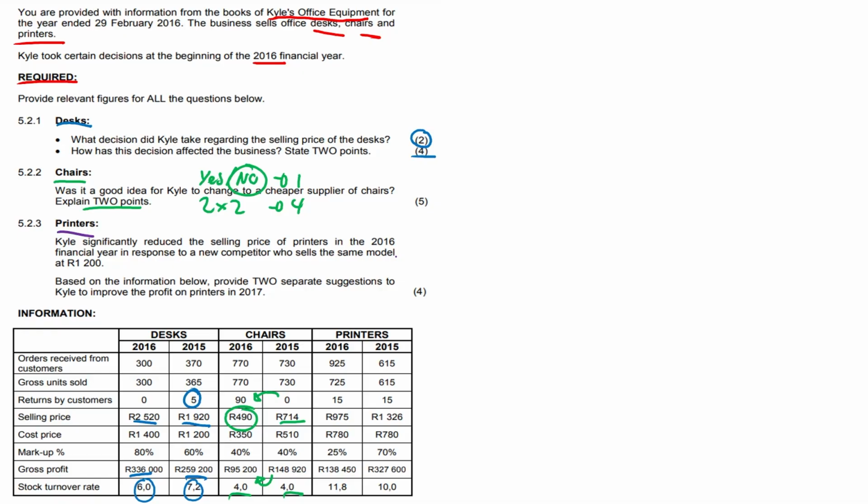So Kyle significantly reduced the selling price of printers in the 2016 financial year in response to a new competitor who sells the same model at 1,200 rands. Based on the information below, provide 2 separate suggestions to Kyle to improve the profit on printers in 2017.